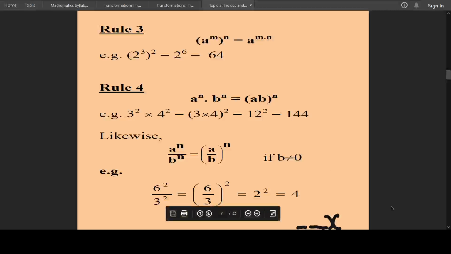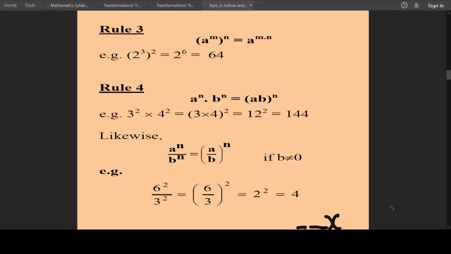Welcome back once again. So we're doing indices and logarithms, and we are on rule 3 on how to multiply indices or powers of a number. What you're seeing here is rule number 3, which says a to the power m, all in brackets, to the power n again. So what does that mean? Just multiply the powers. The result will be a to the power m times n.